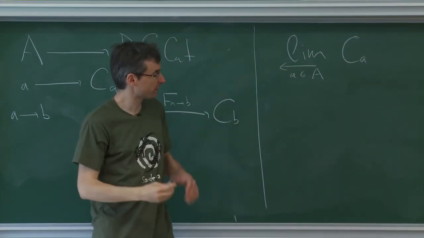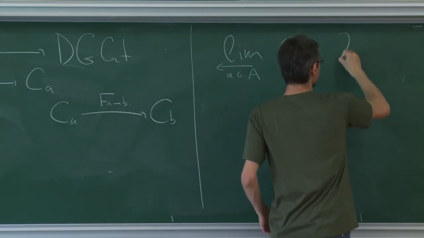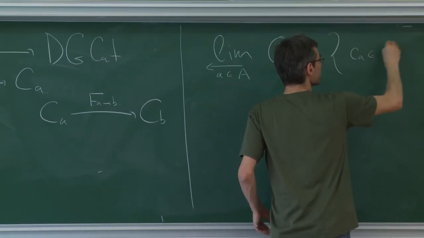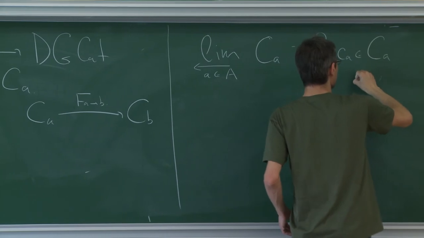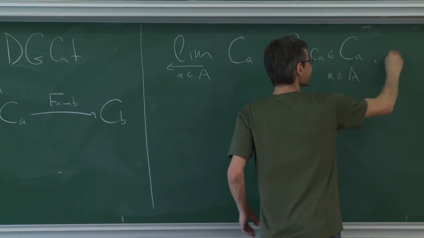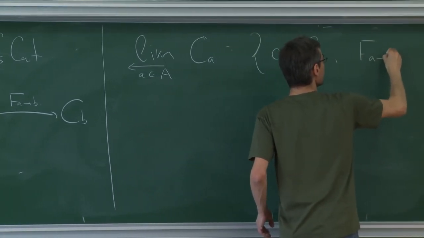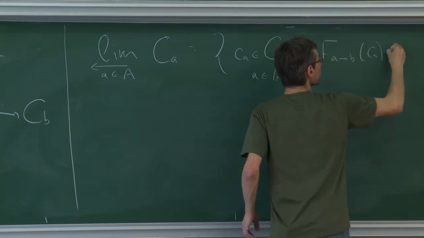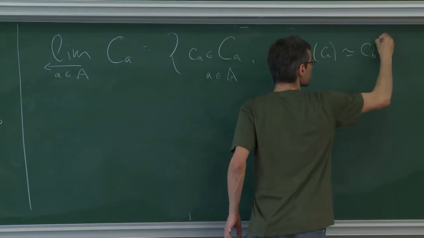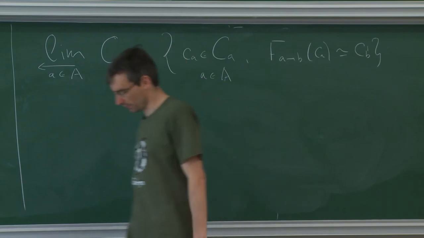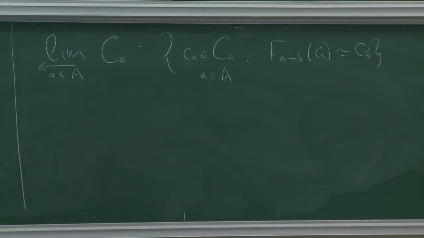This is a category whose objects you should think of as follows. These are objects c_a for every a, and for every arrow, you're given isomorphisms. So the limit is really a compatible system of objects in each of your categories.